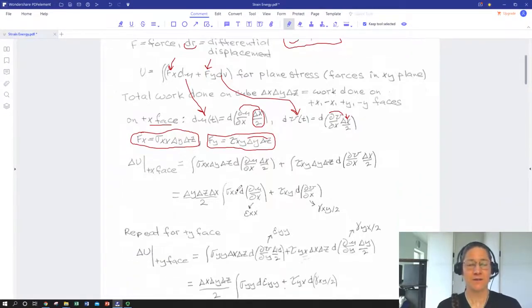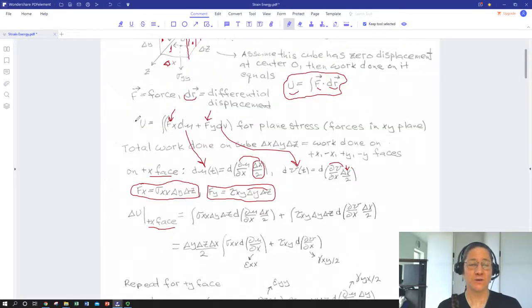Okay. So we're going to tally up, so we'll get a delta u, and this line with the subscripts, that's a mathematical expression to say we are going to evaluate this for this location or this set of conditions only. So this is appropriate only for the positive x face. So we're going to create one of these just for the x face.